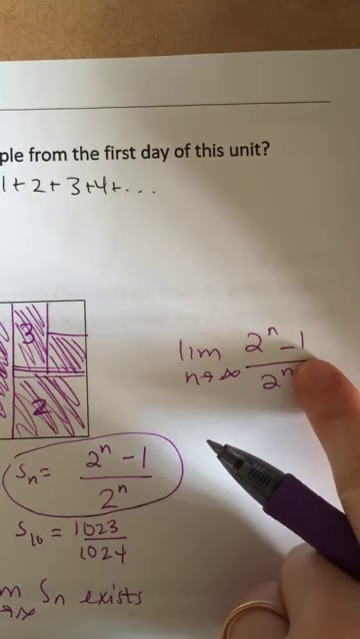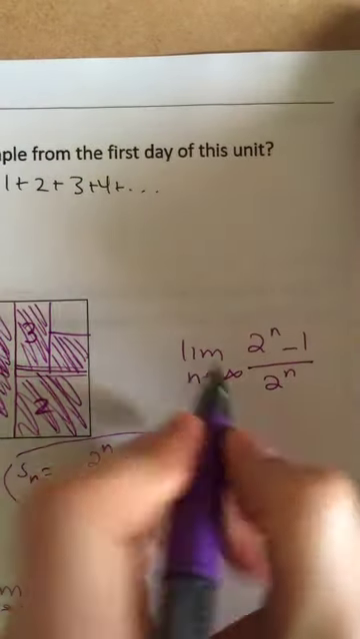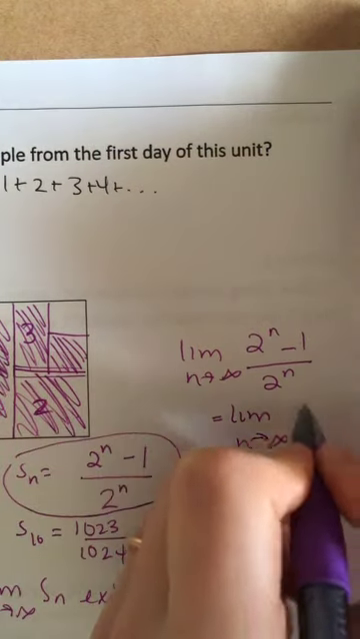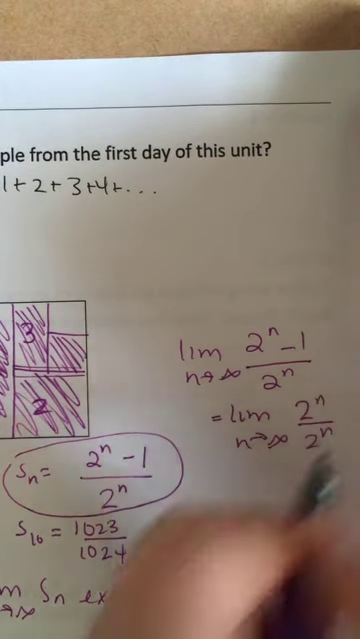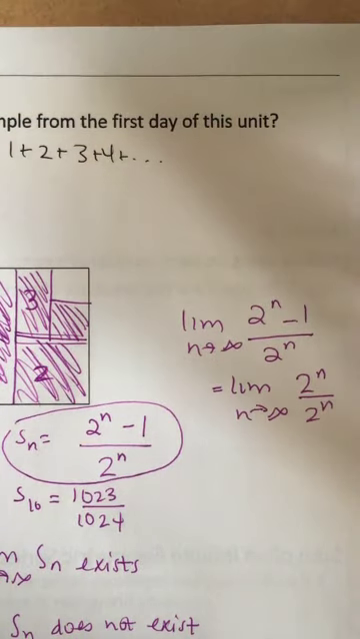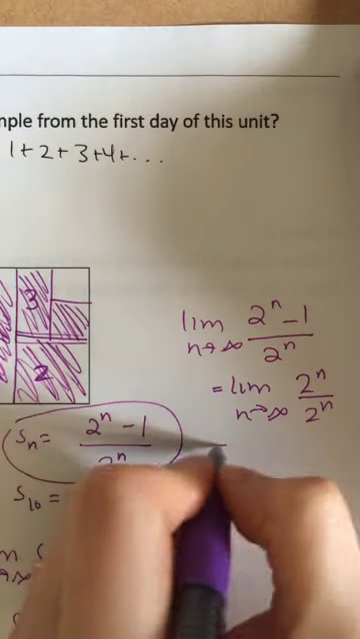Well, in the long run, do we care about this negative 1 when we're looking at infinity? Nope. We can drop it. So the limit's the same. The expressions are totally different. They are not equal, but the limits are the same. So I can drop the negative 1. Now, 2 to the n divided by 2 to the n will always equal 1.